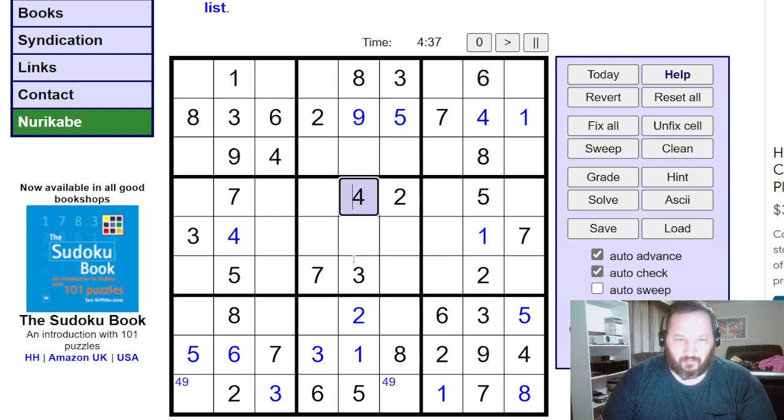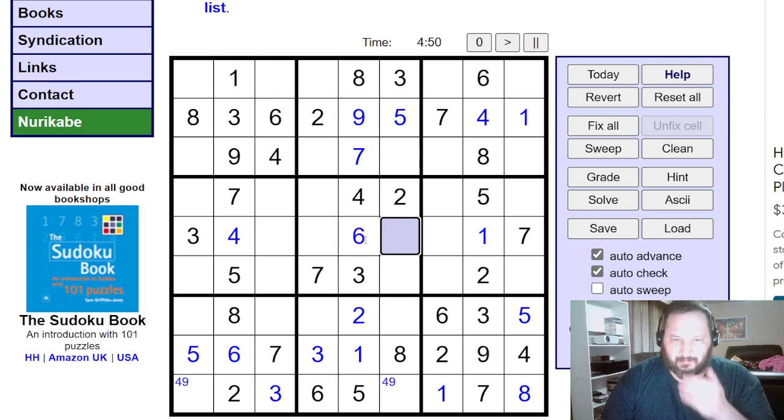We've got a 3, we've got a 4, we've got a 5. We need a 6 and a 7. Well, we've got a 7 that says can't be here and a 7 can't be there. So this one has to be our 7. So now the only number missing is our 6. There we go.